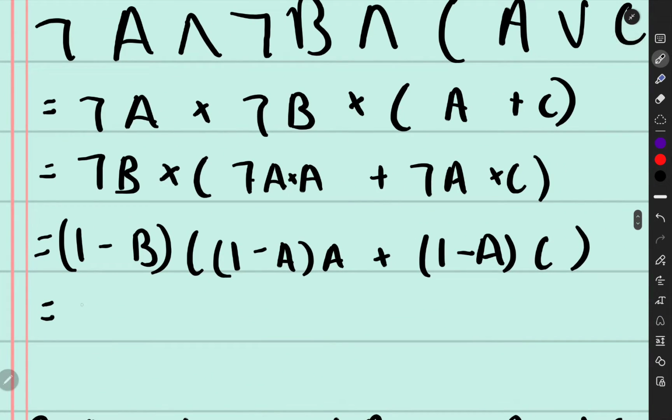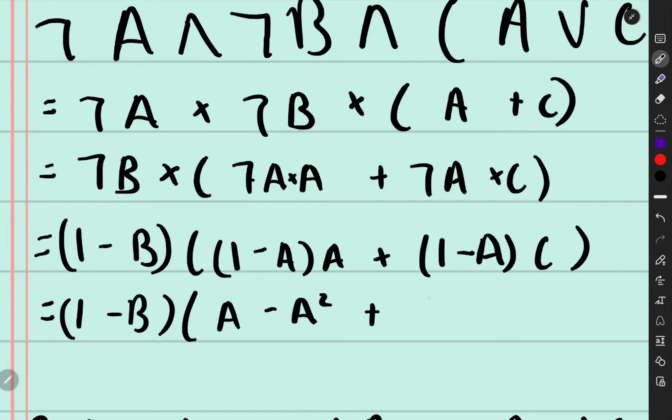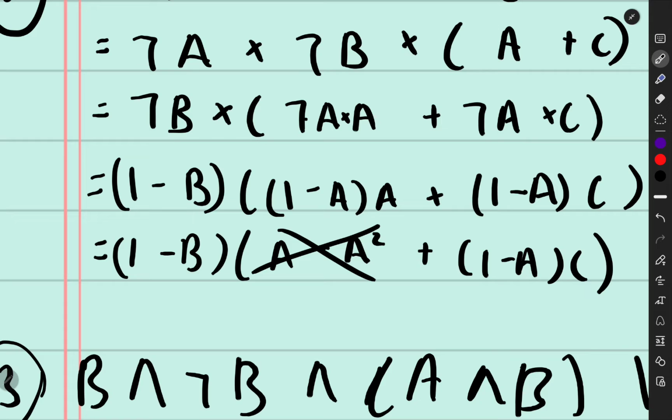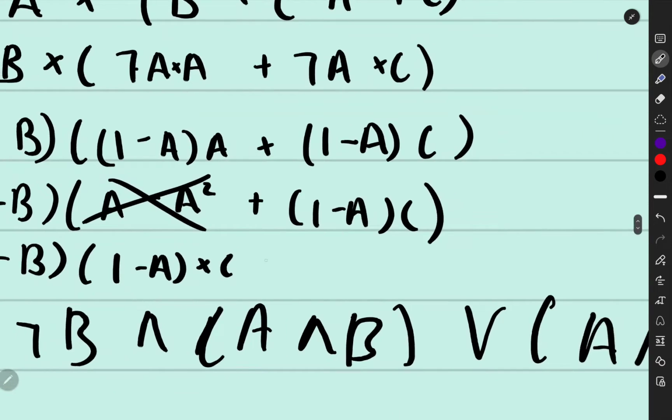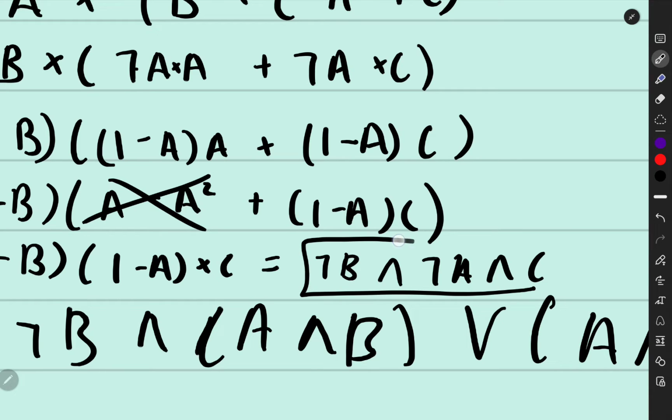which gives you 1 minus B times A minus A squared plus 1 minus A times C. Now A minus A squared, that's just the same as A minus A, which is equal to 0. Now that just leaves us 1 minus B times 1 minus A times C, which is the same as not B and not A and C, which is the finalized expression.